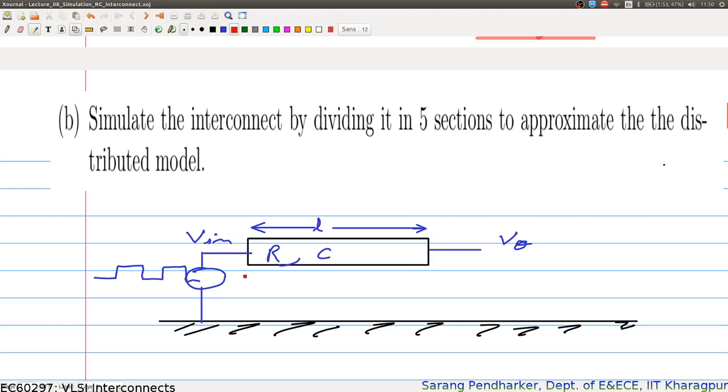With it, I will stop this lecture here, and from the next lecture onwards, we will start with module 2 of the course, which is on the RLC, resistor inductor capacitor modeling of interconnects. Till then, good day. See you in the next lecture.